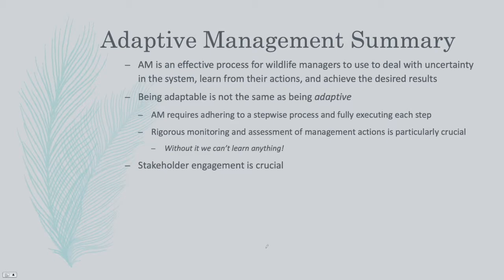Rigorous monitoring and assessment is particularly crucial because if we don't do a good job of those two steps, we can't learn anything. And that's what the whole adaptive management system is based around, that experiential learning. We also know from previous discussions that stakeholder engagement is very crucial, and it's going to affect your objectives. It's also going to affect what alternatives are available to you, because your stakeholders might completely cross off an alternative as being acceptable to them. So we have that public engagement going on in the AM process.